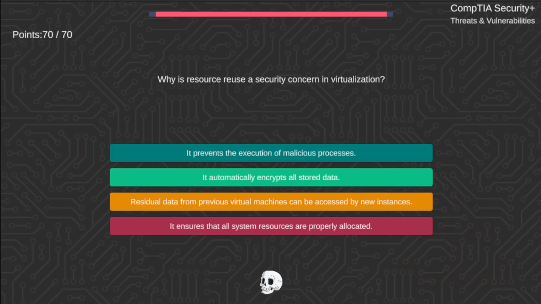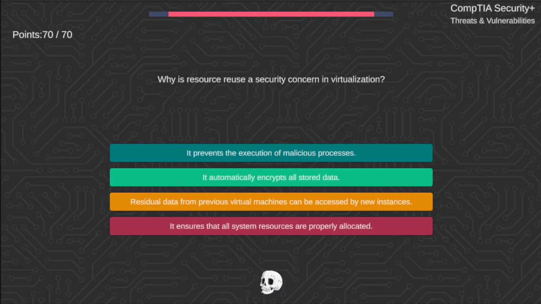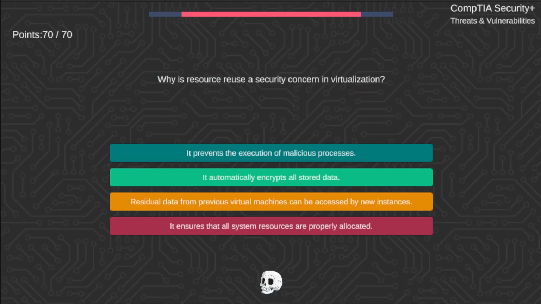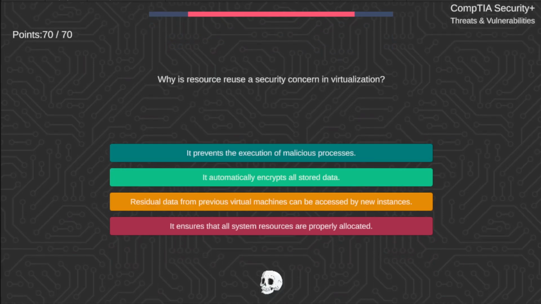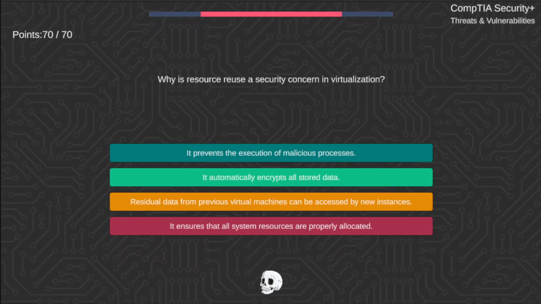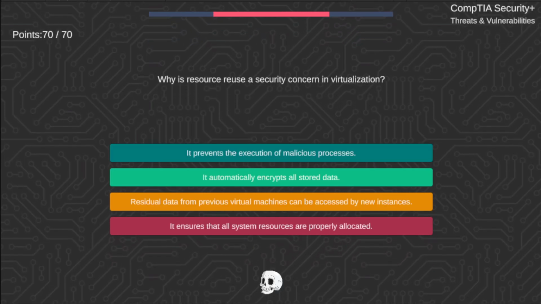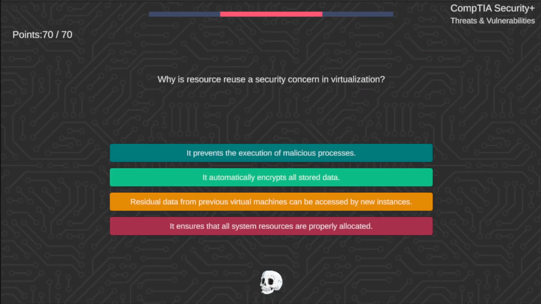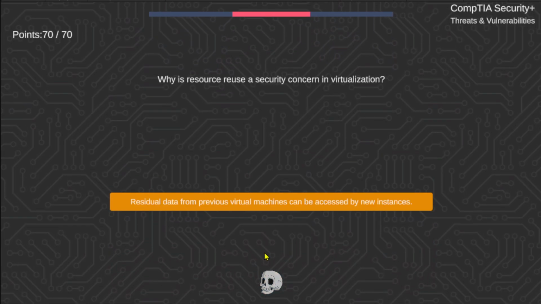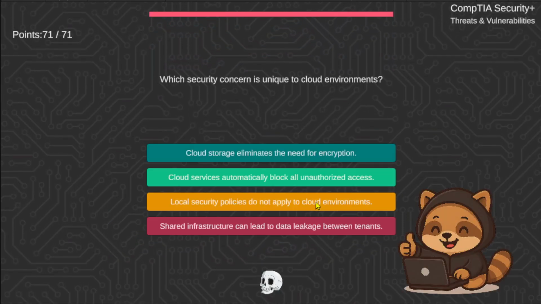Why is resource reuse a security concern in virtualization? It prevents the execution of malicious processes. It automatically encrypts all stored data. Residual data from previous virtual machines can be accessed by new instances, or it ensures that all system resources are properly allocated. Why is resource reuse a security concern in virtualization? Correct answer is residual data from previous virtual machines can be accessed by new instances.